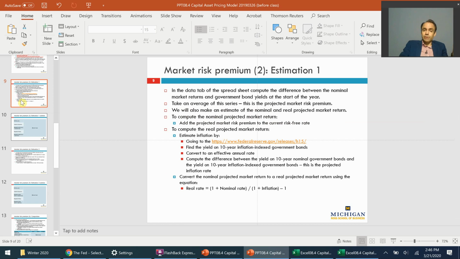Here are the specific steps that we're going to take. In the Data tab, we're going to compute the difference between the nominal market returns and government bond yields at the start of each year. And we're going to take an average of that series. That's going to be the first estimate of the market risk premium on average. The second approach we're going to take is to, for each year, make an estimate of the real market return, and we are going to take an average of those real returns, and then we are going to incorporate today's estimate of inflation to get an estimate of nominal market returns and subtract today's risk-free rate.